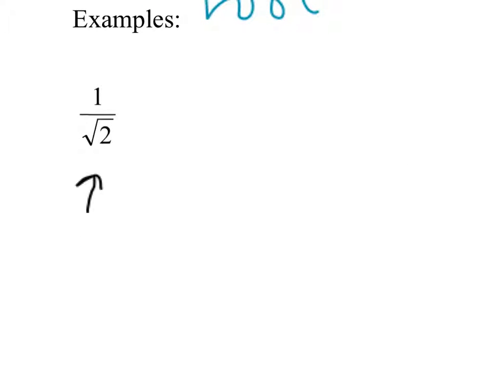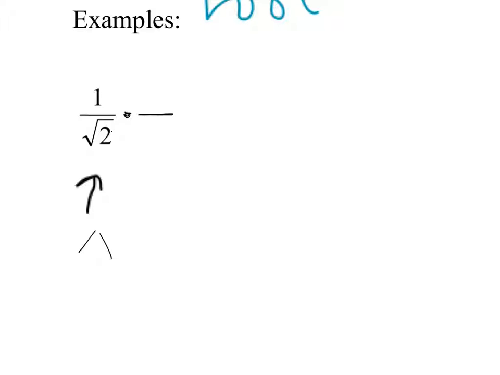So let's look at this first one. We have 1 over the square root of 2. Very famous number from trigonometry, if you remember. So what I want to do is I want to get rid of this radical on the bottom. So I want to multiply by the same thing on the top and bottom. Now if you remember our factor tree, when we factor things out, if it's a square root, I need 2 of the same thing to make it come out perfectly.